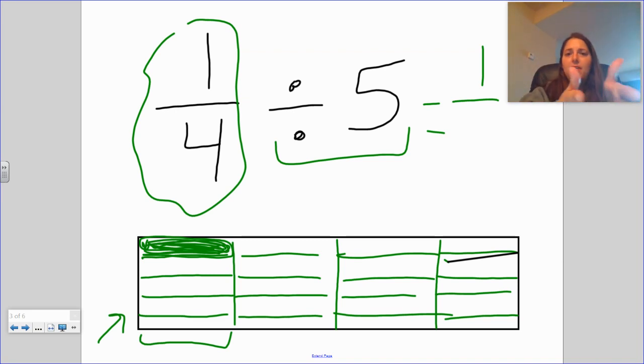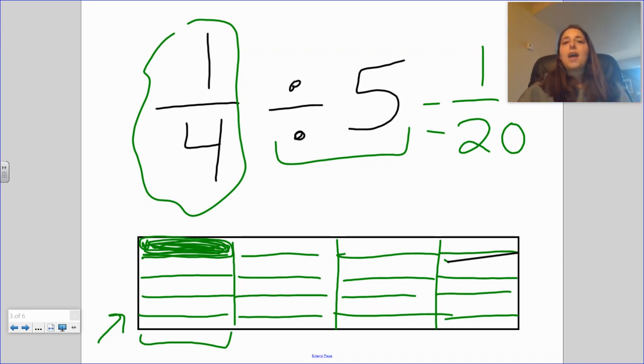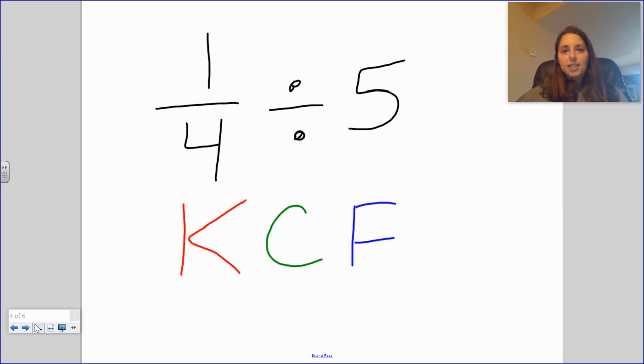Well, there's 5 and 5 and 5 and 5. 5 plus 5 plus 5 plus 5, or 5 times 4, is 20. And so my final answer would be that if I have 1/4 and I divide it by 5, I'm going to end up with 1/20th of the whole thing. Okay, that's the long way. If that makes sense to you, awesome. If it doesn't, we're going to stick with the shortcut for now, and you'll revisit this in future grades.